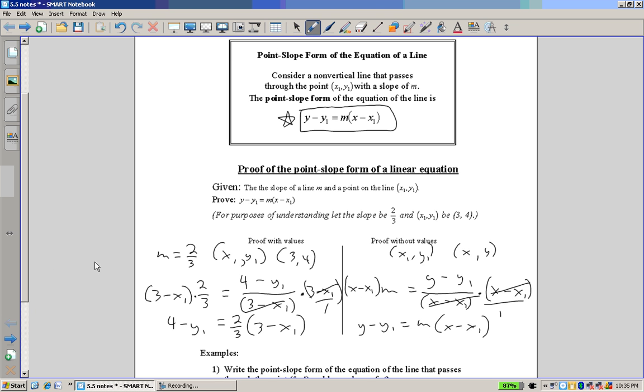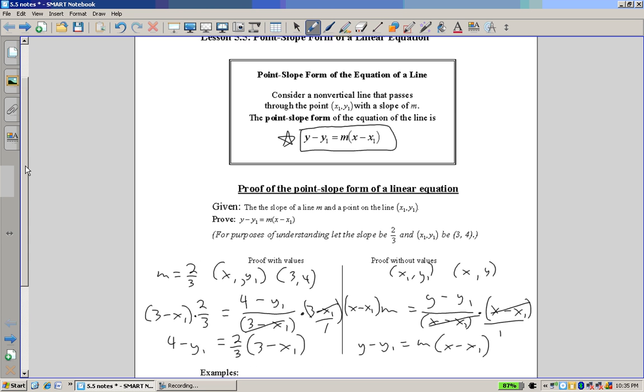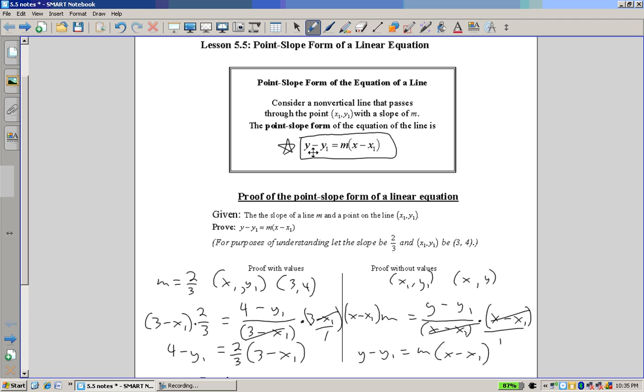Now what's interesting is, as new students start using this form, a question commonly asked is, well, which y do I plug into? For example, what if I had the point 3, 4 and the slope of 1/2? Now, students generally can tell that the slope is supposed to go here, but they get confused. Where exactly do I put the x and the y?